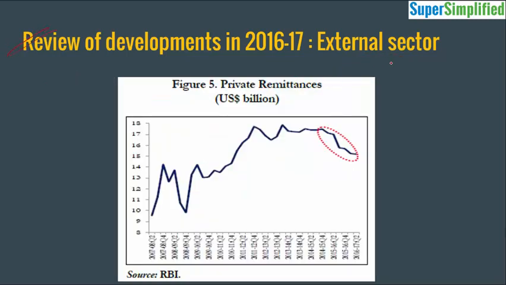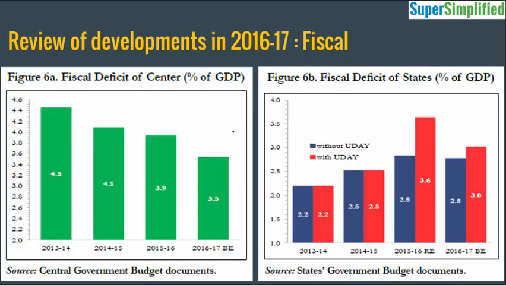Review of developments in 2016-17, external sector. There's another figure here about the private remittances in US dollars billion. Here we can see there is a downward trend, and why is that? Because most of the remittances in India are received from the oil producing countries, and since the oil prices have declined and have been at an all-time low for quite some time, the economies are not doing well. That's why the remittances from the Indian workers living and working in those countries are falling. Now let's move to the other slide.